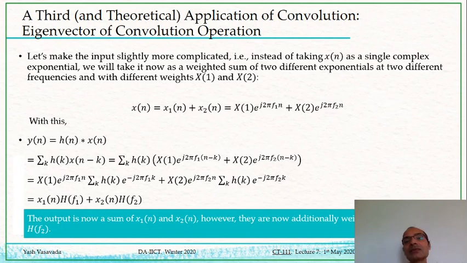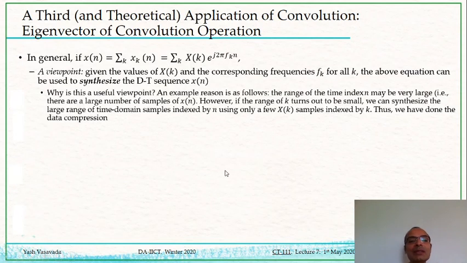So now let us generalize this further. Why stop at only two inputs, where x of n is comprised of two different complex exponentials? We just make it a summation of some arbitrary number of complex exponentials, each rotating at some unique frequency, and each having a unique weighting, which is denoted by this capital X number. And so it will not be hard for you to realize that the answer that we are going to get is going to look pretty much like this, except instead of just two terms, now we will have more terms.